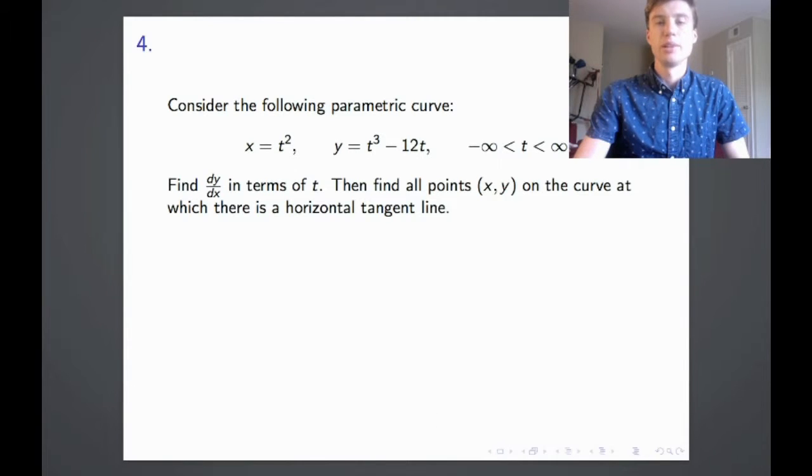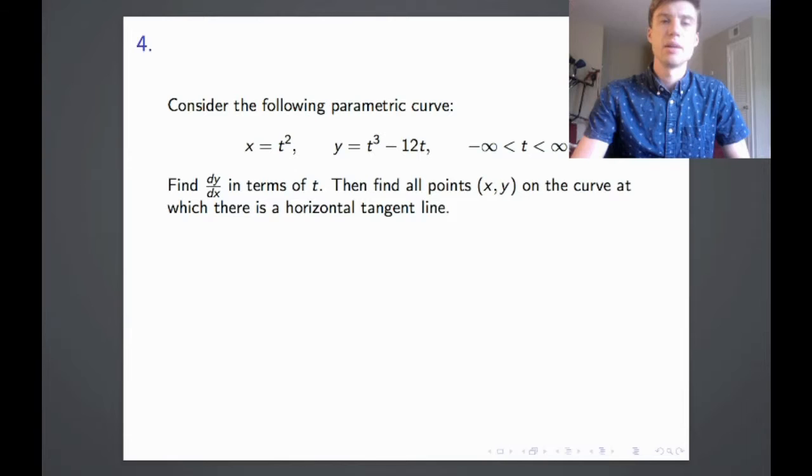Today we will be looking at problem 4 of the 11.1 handout. We will consider the parametric curve given by x equals t squared and y equals t cubed minus 12t for values of t between negative infinity and infinity. We will then find dy/dx in terms of t and all points (x, y) on the curve for which there is a horizontal tangent line.